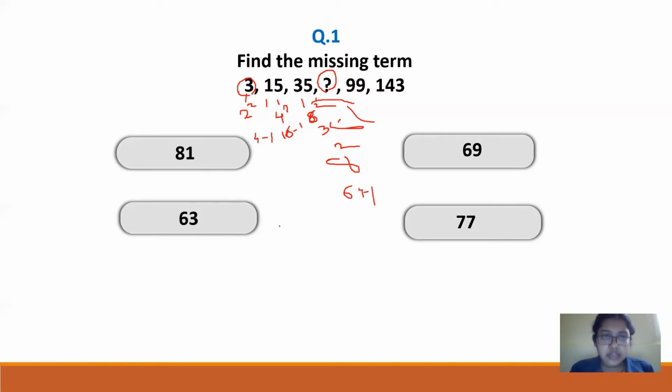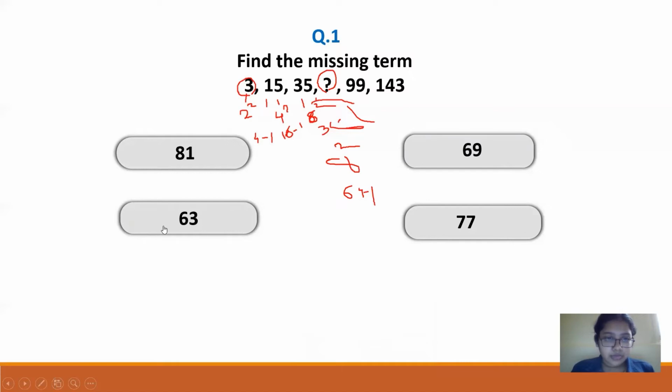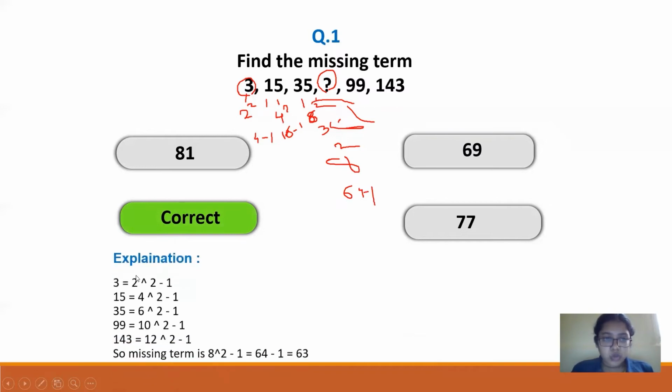So there's an option 63. Let's see whether it's correct or not. The correct option is 63. See the explanation if you don't understand. It is 2 square minus 1, then 2 twos are 4, 2 threes are 6. The square of each even number minus 1. It's a kind of difficult question, but you should understand this type of question as well, guys.